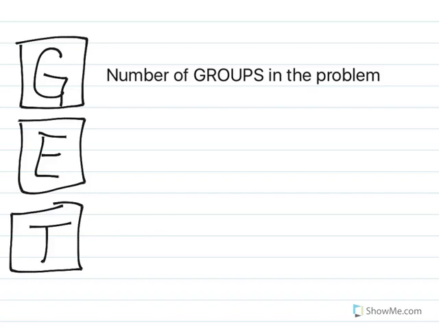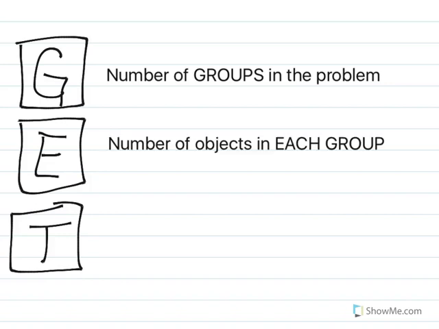Now, when we use each of these letters and what they represent, it'll help us decide whether a word problem is asking us to multiply or if it's asking us to divide. So first, let's look at the G. The G represents the number of groups that are mentioned in the problem. We know that both multiplication and division represent equal groups in a certain way. So that's what the G stands for.